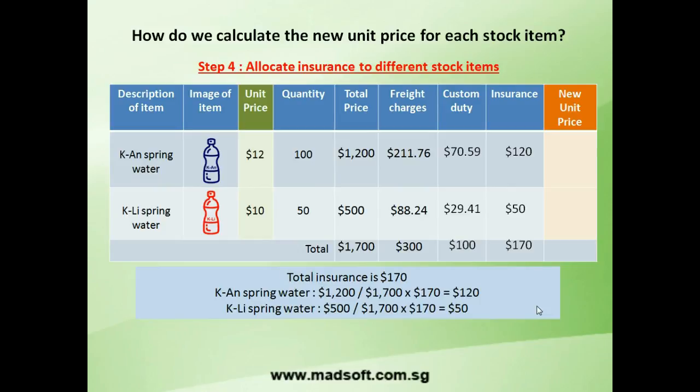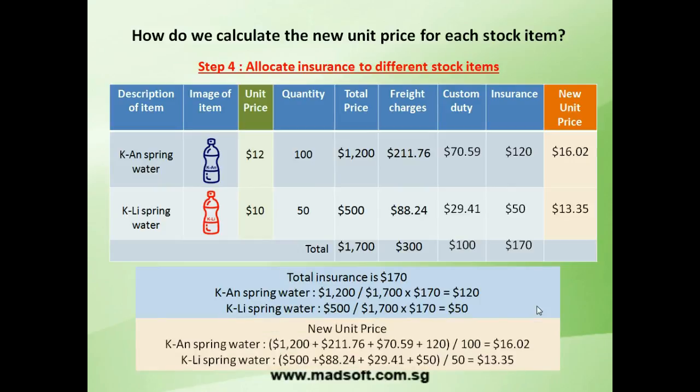Step number 4, to allocate the insurance to the different stock items. So the new unit price for KN spring water after taking in all the different additional charges is $16.02. The new unit price for Kaylee spring water will be $13.35. Now let's take a look at the next video of the example of using the landing cost feature.